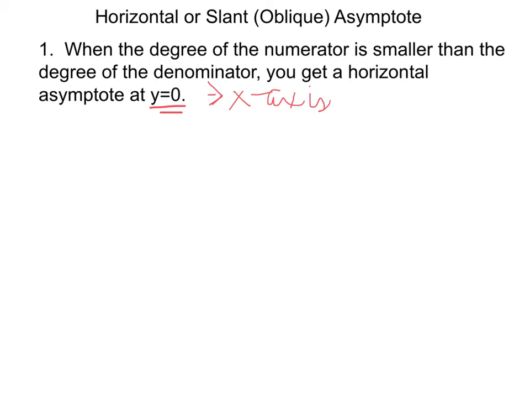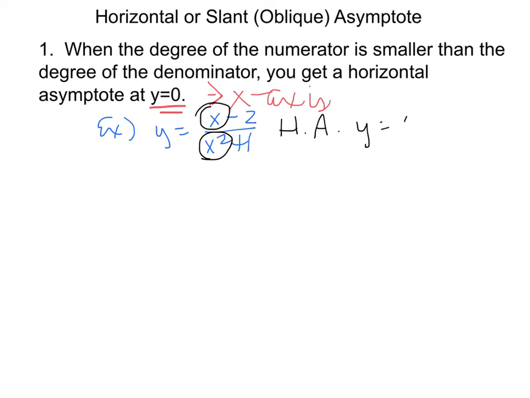For example, if we have something like y is equal to x minus 2 over x squared plus 1, or anything. As long as the degree on the top is smaller than the bottom, and 1 is smaller than 2, I have an automatic horizontal asymptote at y equals 0. Cool. So I know so far, if the numerator is smaller than the denominator, it's automatically y equals 0. Let's check out a second scenario.